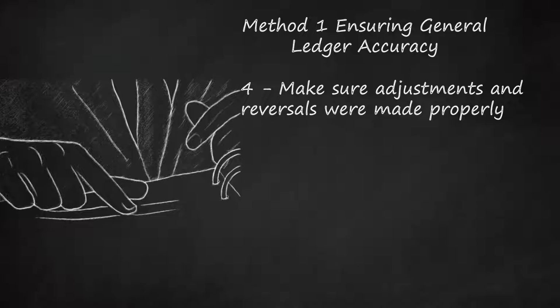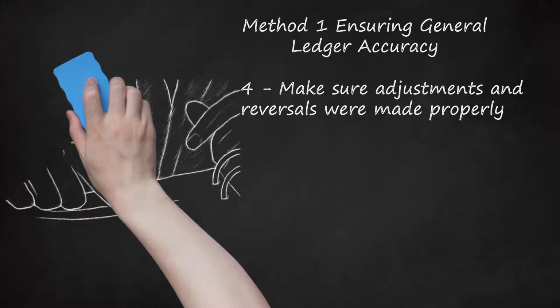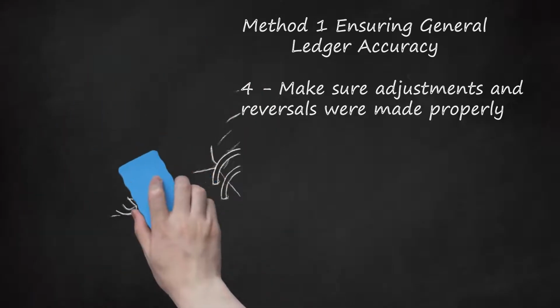For reversals, also called reversing entries, the important thing to look for is that planned reversals for the period were actually made at the right time. In other words, make sure that anything planned to be reversed was actually reversed.